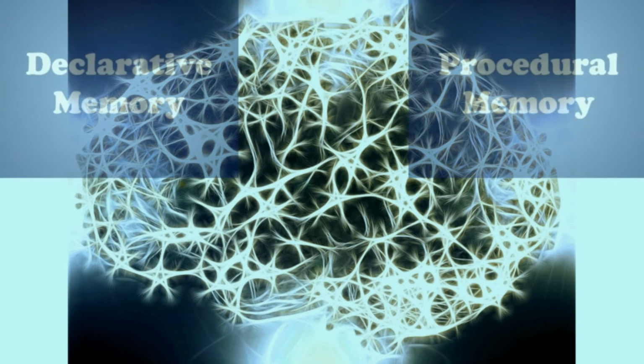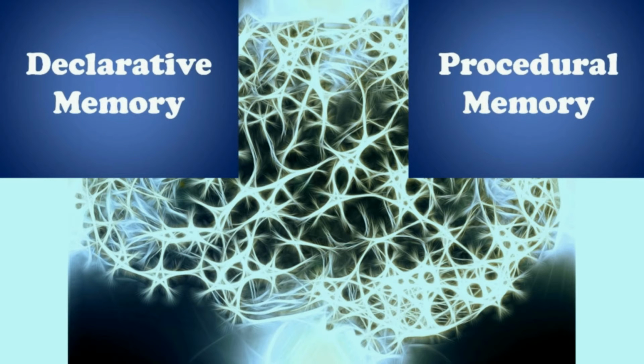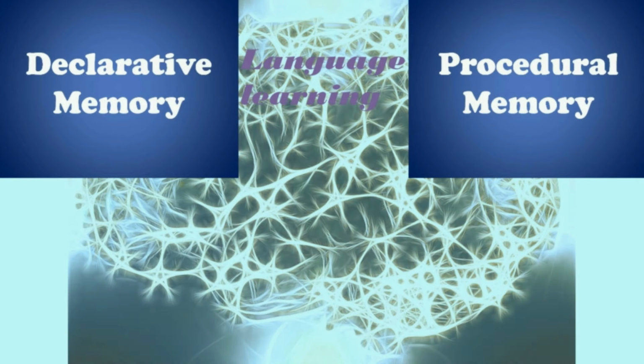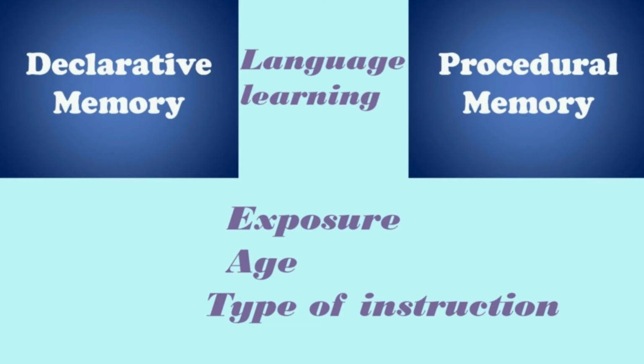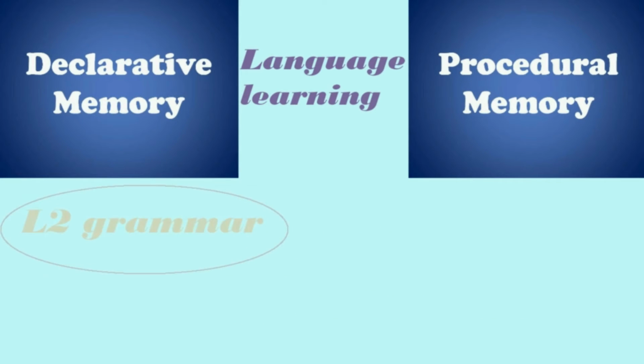One more thing about declarative and procedural memory. Language learning in these two systems differs according to three main factors: exposure, age, and type of instruction. When learning a second language, grammar should tend to depend more on declarative memory and less on procedural memory.